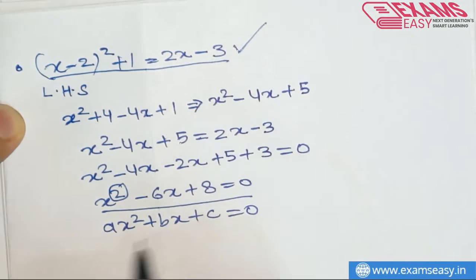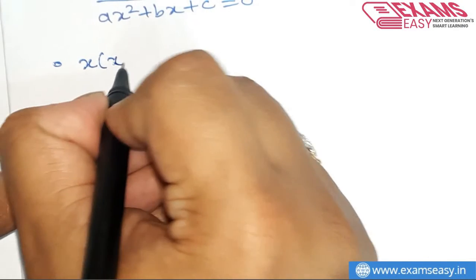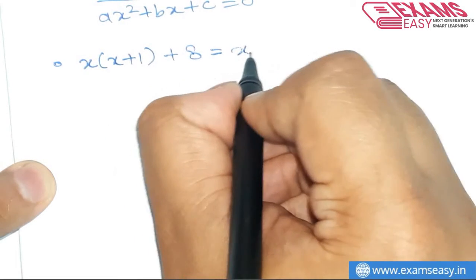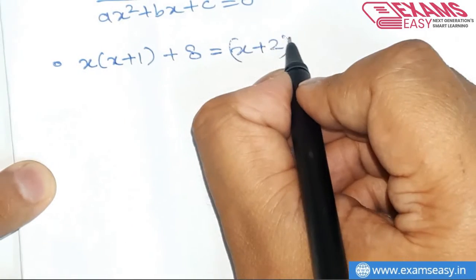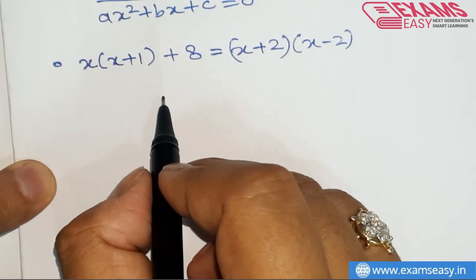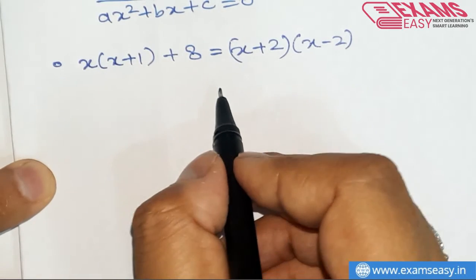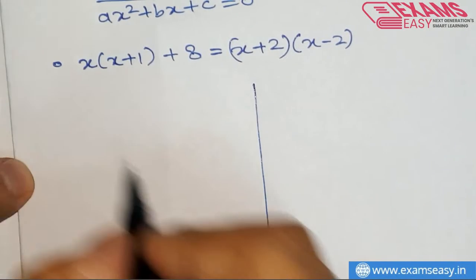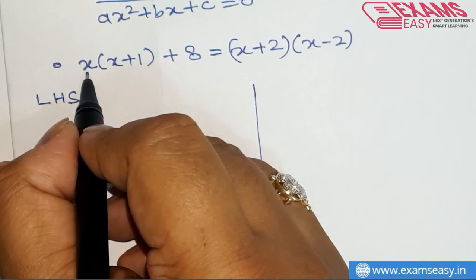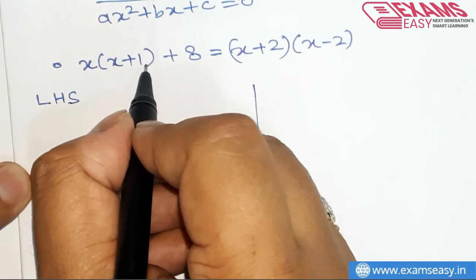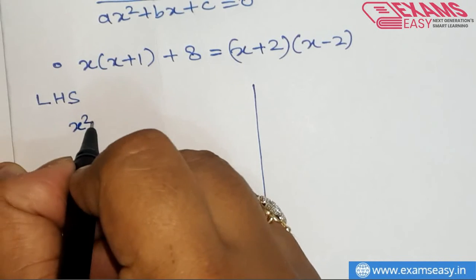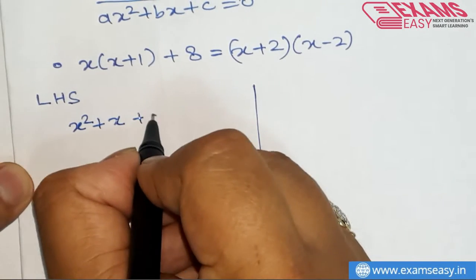Let us move to our second example. X into x plus 1 plus 8 is equals to x plus 2 into x minus 2. Friends, we need to first simplify the expression on both the left hand side and the right hand side, so we do it separately. So left hand side, when we simplify it, then we multiply x within the bracket terms, then it will become x square plus x plus 8.